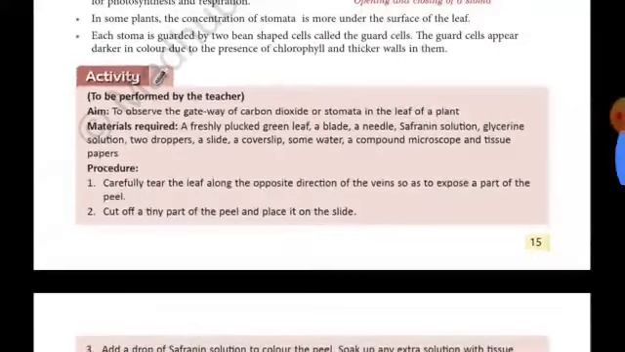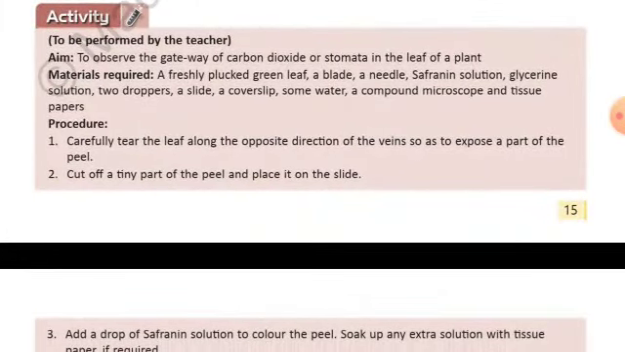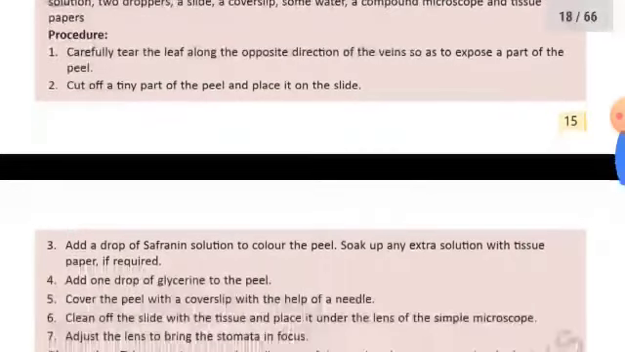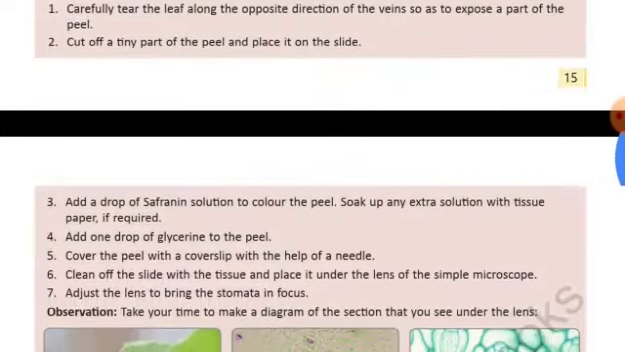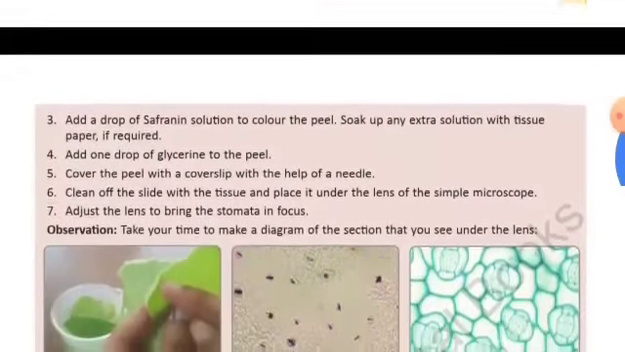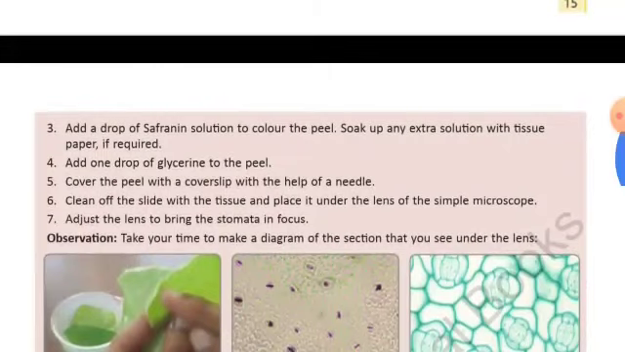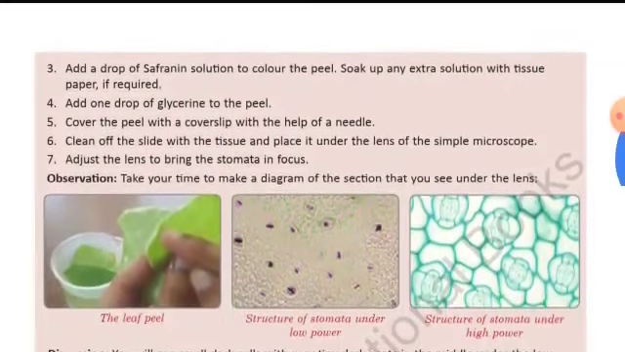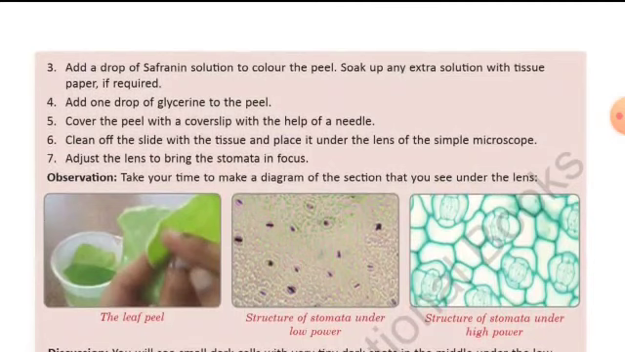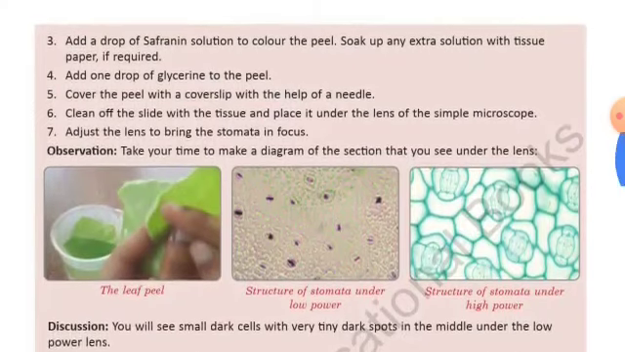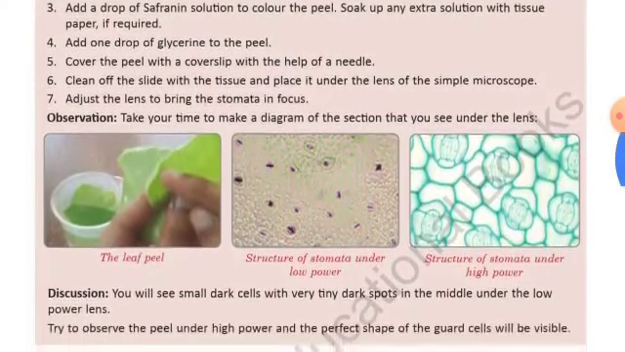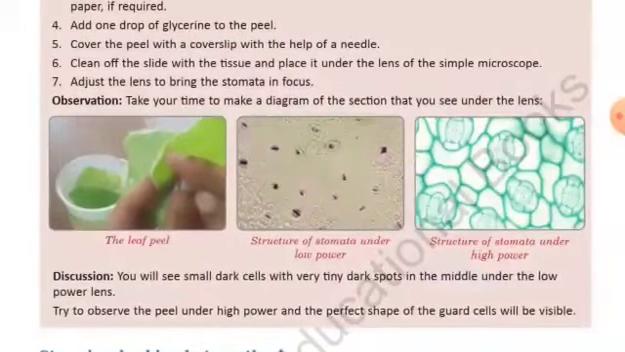First of all, we will tear the leaf along the opposite direction of the veins, so as to expose a part of the peel. Then we will cut the peel, that means the outer covering of the leaf, and put it on the slide. Then put a drop of saffron solution, the red-orange solution, to color the peel. If extra solution is left, soak it up with tissue paper if required. Then add drops of glycerine to the peel. Cover the peel with a cover slip with the help of a needle and then put it under the lens of the microscope. Under the microscope you will see some spot-like structures.